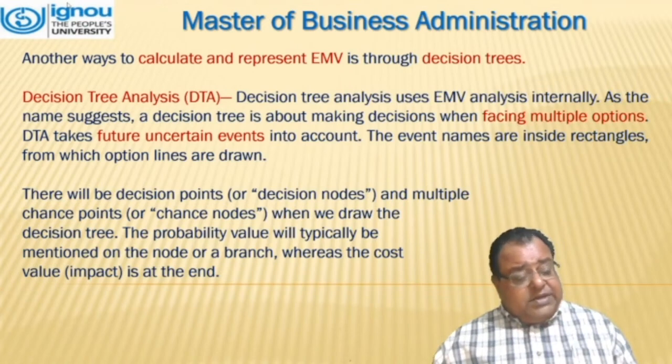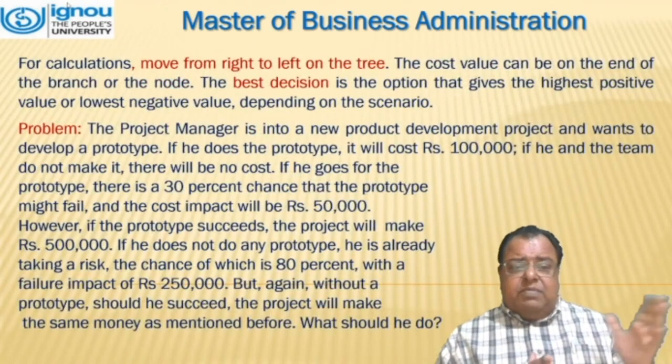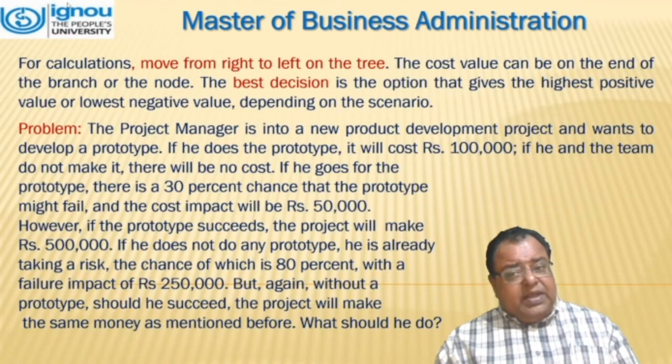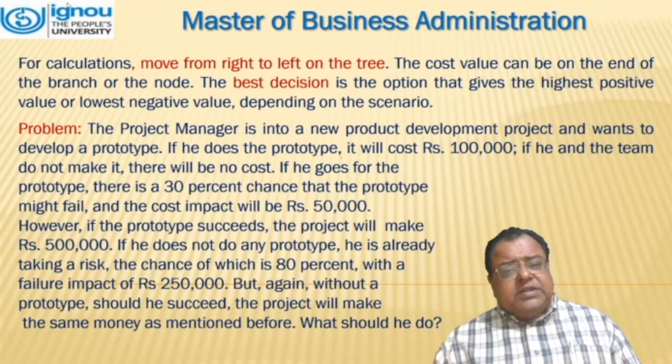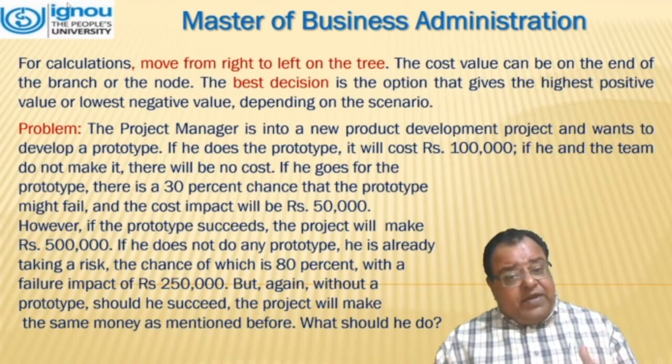When we draw the decision tree, the probability value will typically be mentioned on the node or a branch, whereas the cost value is at the end. For calculation purposes, we move from right to left of the tree. The cost value can be on the end of the branch of the node. The best decision is the option that gives the highest positive value or lowest negative value depending upon the scenario.